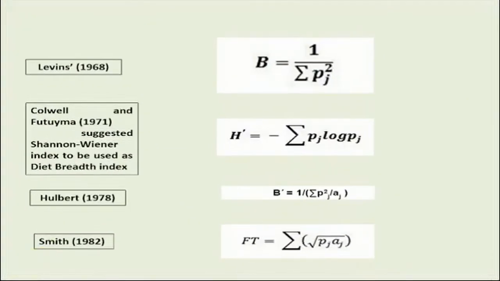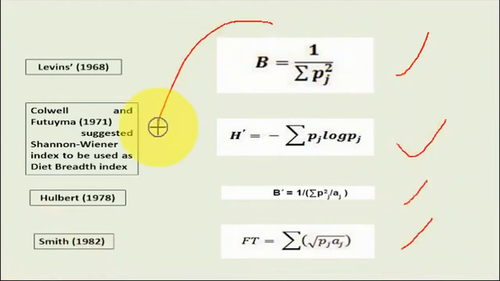And a number of diet breadth indices are available in different books, but we are going to discuss only a few of them. For example, one of the popular diet breadths is Levin's diet breadth. This is the Levin's diet breadth. Then again, you can remember that in earlier classes we have studied the Shannon-Weiner diversity index. This can also be used as a measure of diet breadth. This is the Shannon-Weiner index, and there are two more, the Hulbert index and the Smith index.